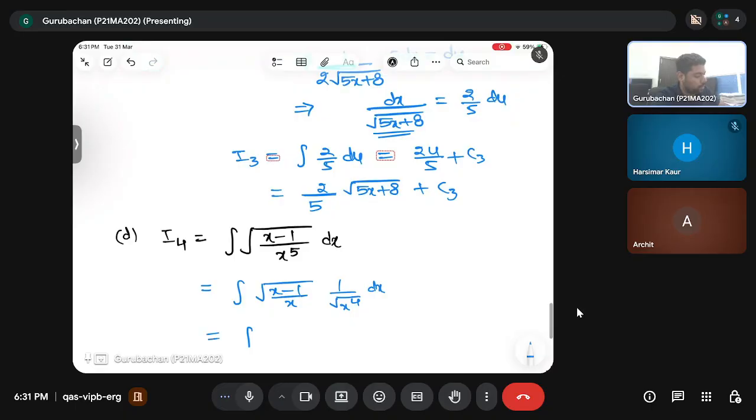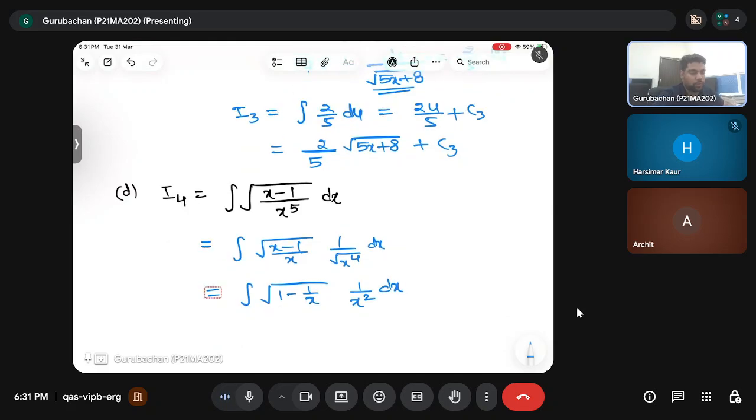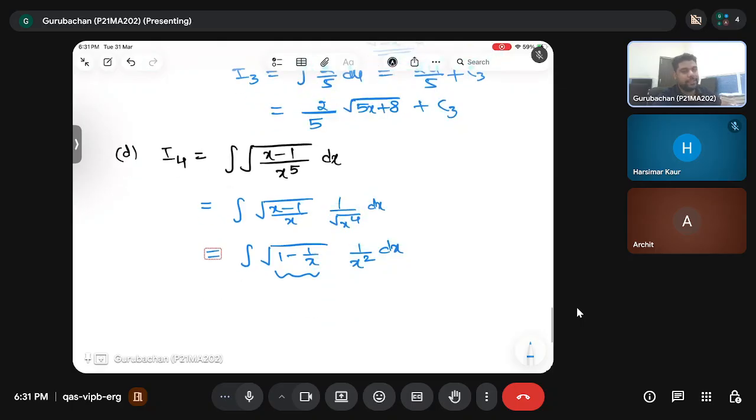So there are two substitutions possible. One is you can only substitute 1 by x. Another one is you can substitute directly 1 minus 1 by x, as I had told you in the previous questions that whenever there is a constant addition, you can substitute the whole term. That will be easier as the differentiation of a constant is 0. So here we substitute.